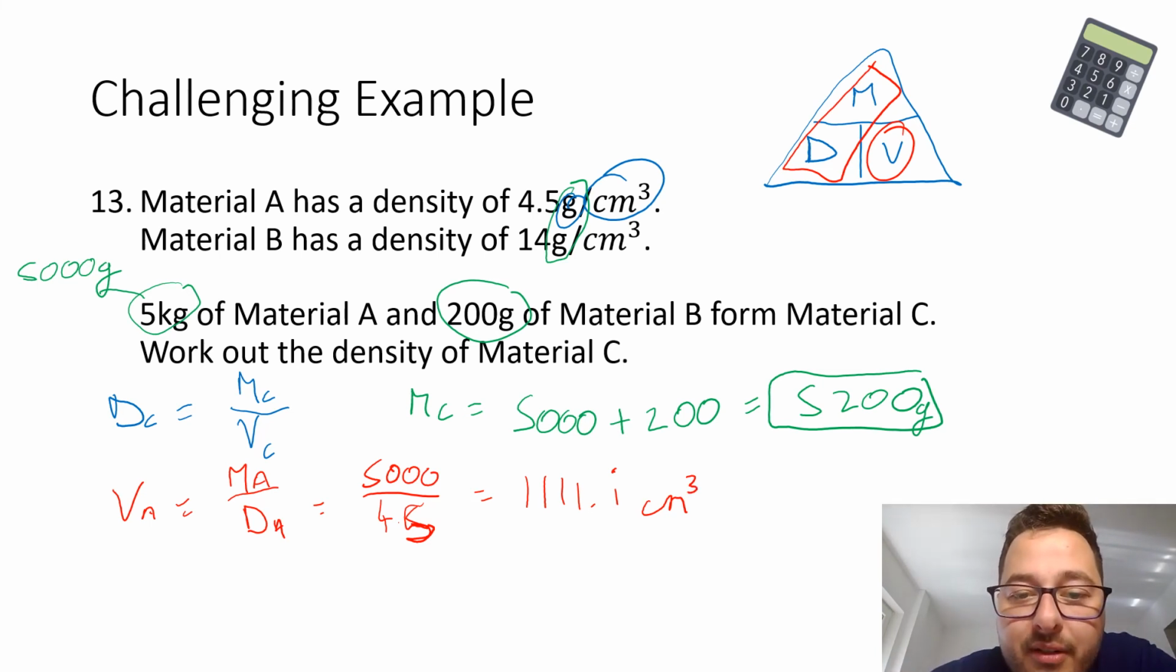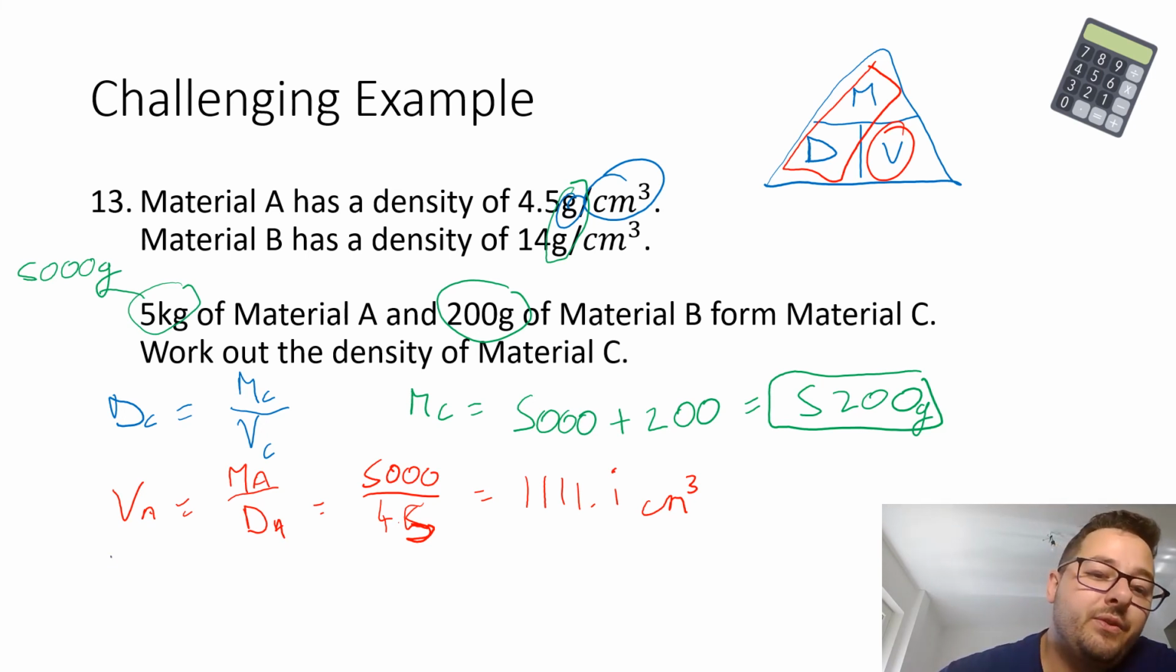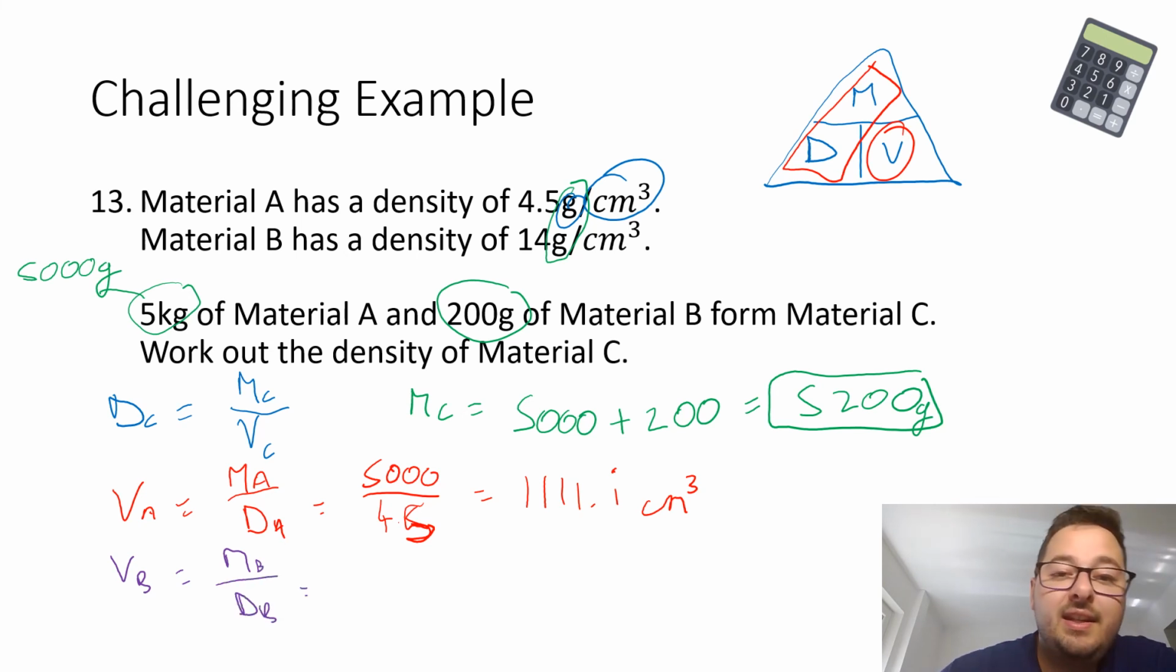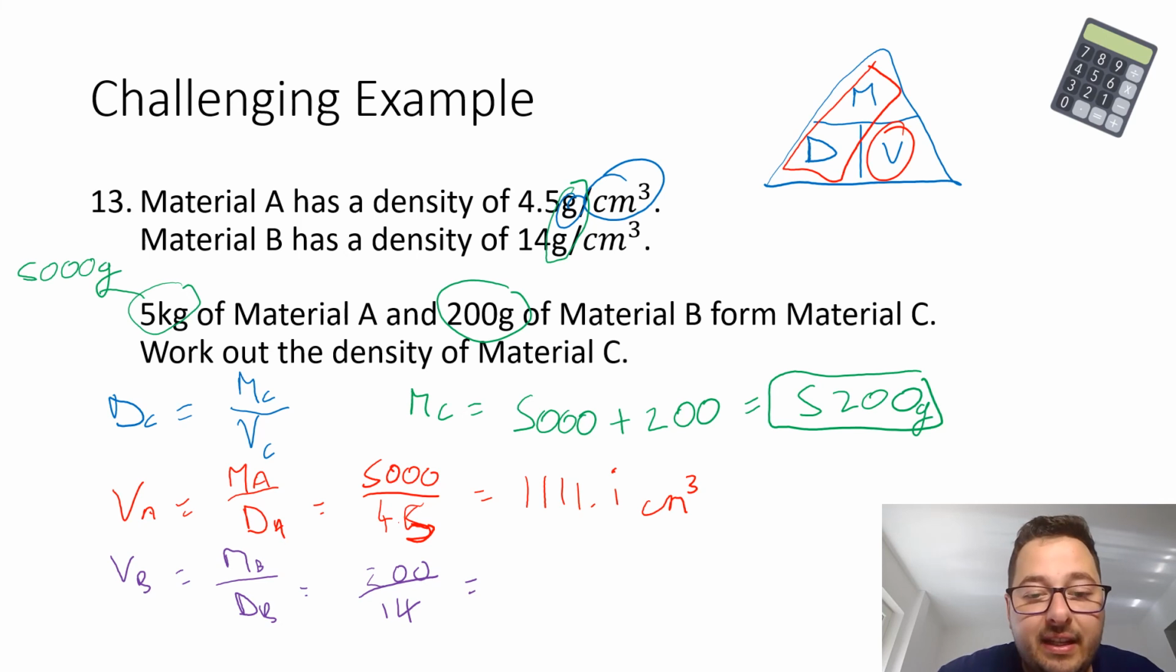And then the volume of B. The volume of B is again the mass of B divided by the density of B. Now the mass of B is 200 and the density is 14. So again in my calculator, 200 divided by 14, that gives me 14.285714 recurring.